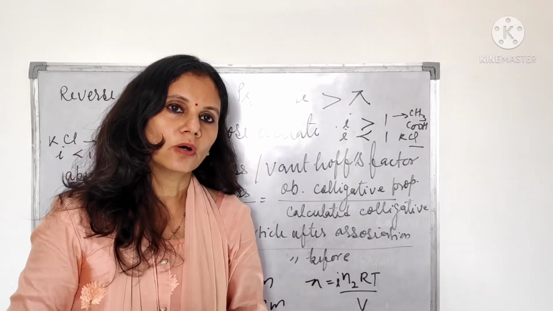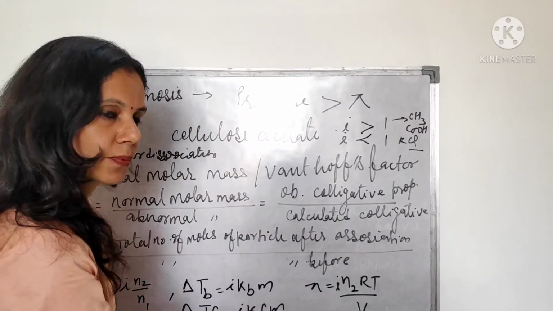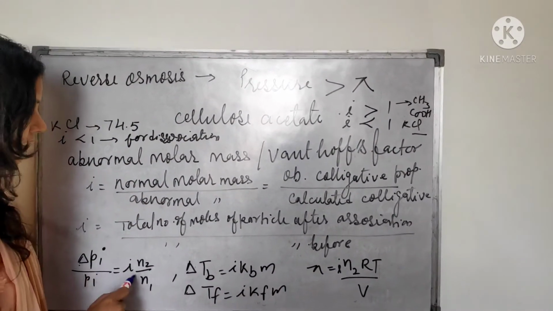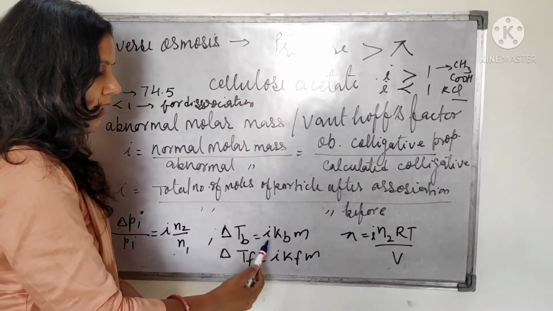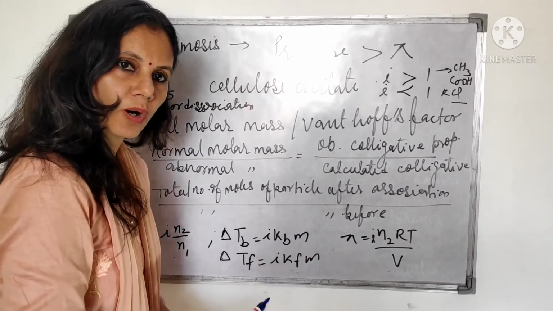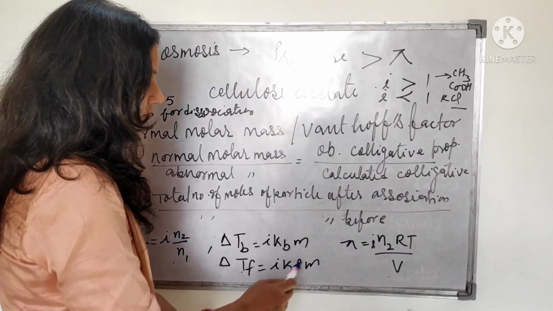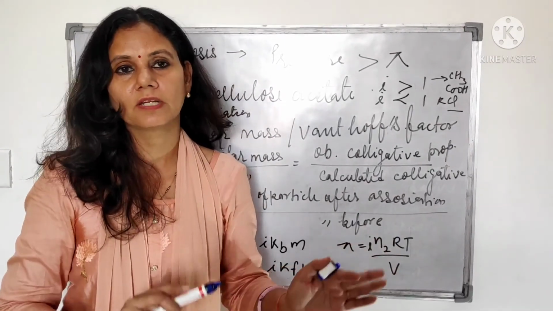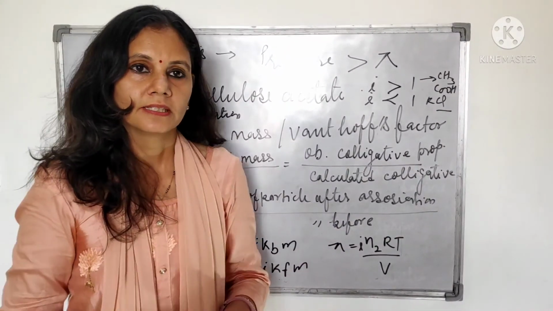But if there is, then we can include this factor in all the colligative properties. So the formula becomes, for relative lowering, i n2 upon n1. For elevation in boiling point it becomes i Kb m, and for depression in freezing point i Kf m. If the value of i is given in the numericals, then we have to use it, or we can find it out also by these colligative properties.